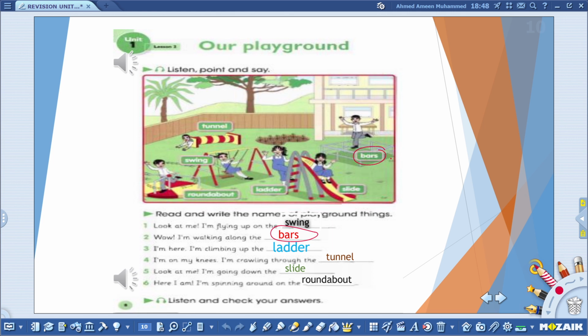Number three: I'm here. I'm climbing up the ladder. Ladder, yes. Number four: I'm on my knees. I'm crawling through the tunnel. I'm on my knees. يعني شنو معنى أنا على ركبتي؟ معناته هنا الزحف يقصد بي، يعني crawling. So, number five.